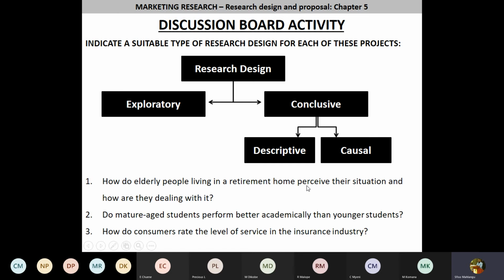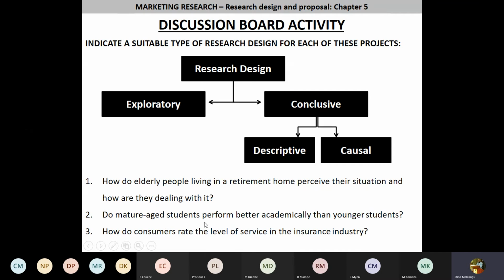There are three research studies now I want us to do a practical activity on. So I've given you the three different situations whereby we are conducting marketing research. For example, the first research is how do elderly people living in a retirement home perceive their situation and how are they dealing with it? I need you just to write in the comment box. Number 1 is either exploratory, descriptive, or causal. You write number 2, whether it's exploratory, descriptive, or causal, as well as number 3.